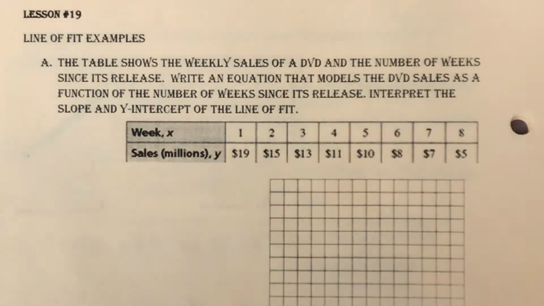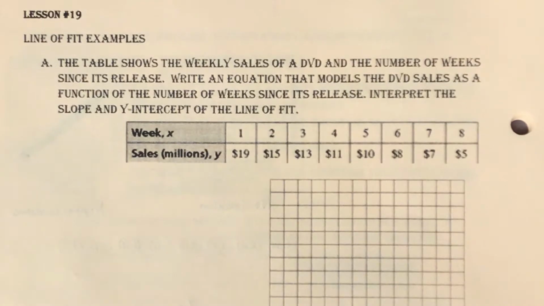All right, so let's take a look. That was a quick synopsis of what we talked about in lesson number 18. Let's take a look at example A. Example A says, the table shows the weekly sales of a DVD and the number of weeks since its release. So how many DVDs are you selling every week, as well as how many weeks has it been out there? They want us to write an equation that models the DVD sales as a function of the number of weeks since its release.